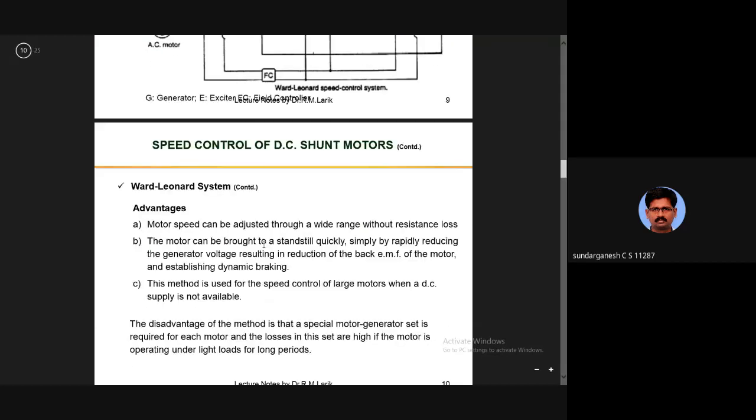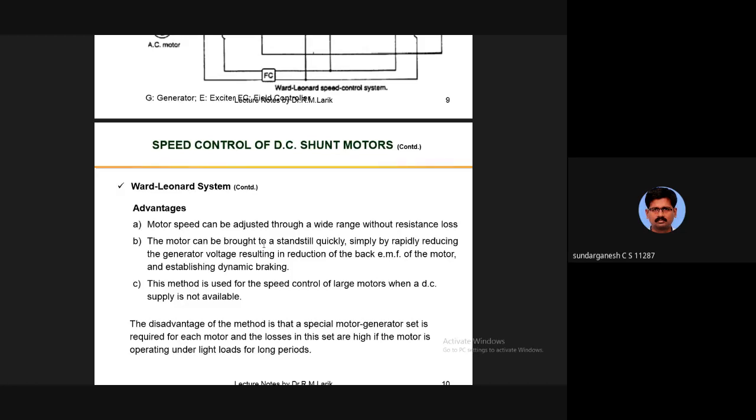Here there is no need of resistance because we are not wasting power. We are giving the required voltage by using another generator. So the motor speed is adjusted to different ranges without resistance loss. You can easily bring the motor to a standstill position by controlling the generator.